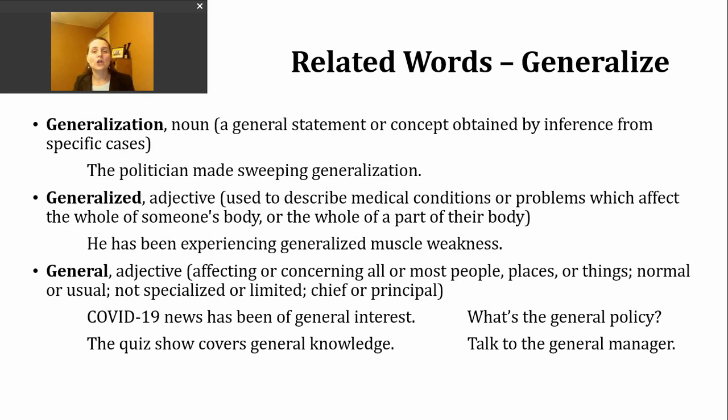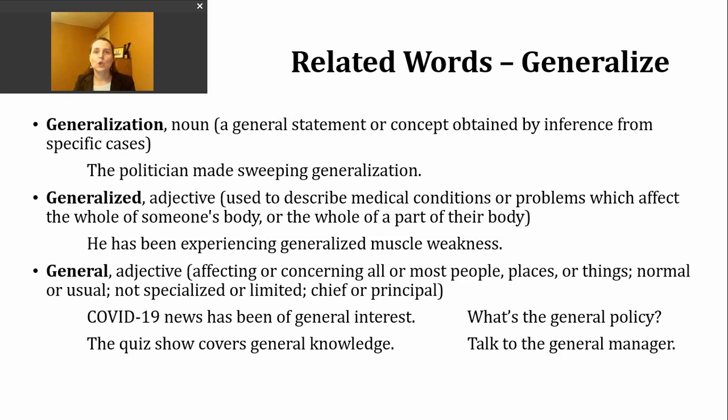Now, let's take a look at some words that are related to our verb generalize. The first word we're going to look at is the noun generalization. This is a general statement or concept that has been obtained by inference from very specific cases. So again, this tends to be quite broad or big. Let's take a look at this usage in a sentence. The politician made sweeping generalizations.